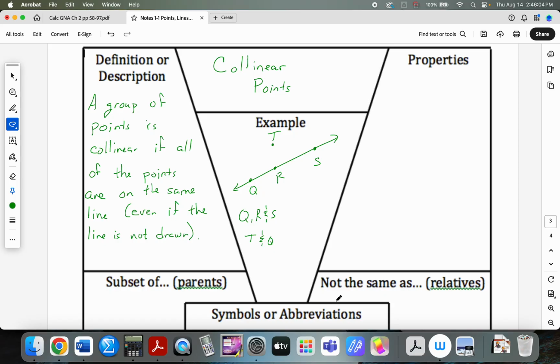Is the line drawn for you? No, but they're still collinear.